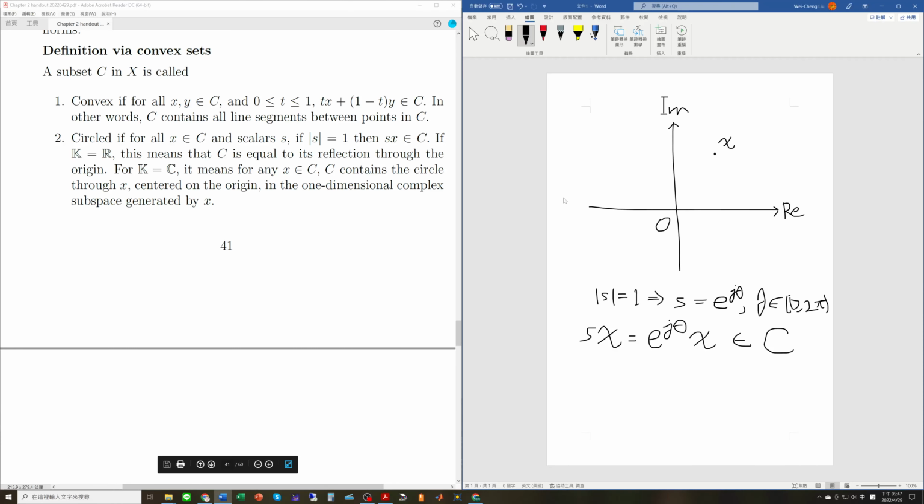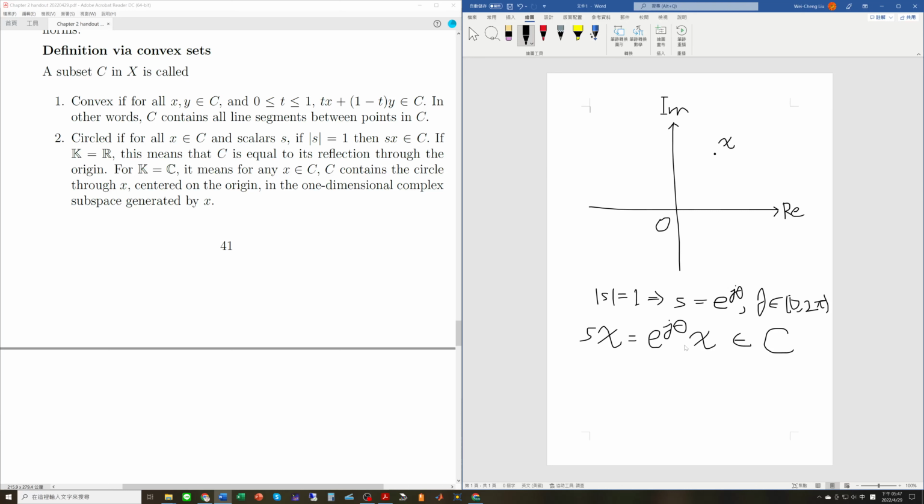In the second part, we said that for a circled set, what does this mean? If for all x in C and scalars S, if the absolute value of S is equal to 1, then S times X is in C. So Sx, equal to e to the power of j theta times X, is also in C.